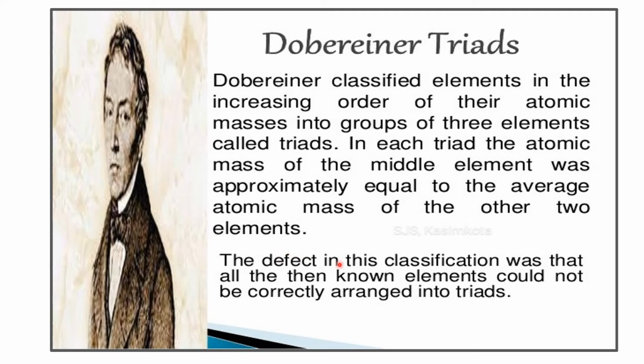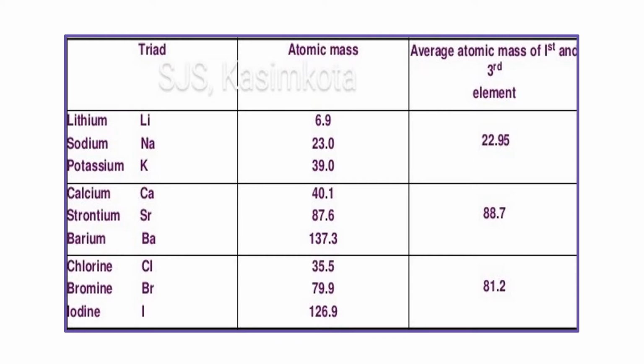The defect in this classification was that all the then known elements could not be correctly arranged into triads. So when he arranged them into groups of triads, he couldn't arrange all the elements into triads. Now here is an example of a Dobereiner triad. The first triad is lithium, sodium and potassium. The atomic mass of lithium is 6.9, sodium 23 and potassium 39. So here consider this first triad, lithium, sodium and potassium.